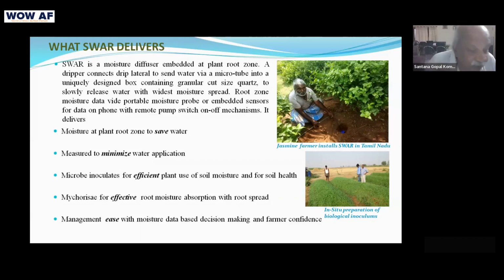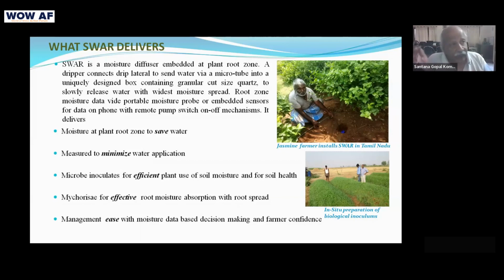And the efficiency cannot come from our science. It has to come from the microbes that are part of the ecosystem within the soil, to be able to aerate, to be able to provide all the nutrients that the plant requires, and to be able to spread the water or moisture in the way in which we want. The other thing, which is also an inoculum that we guide farmers to make, is the mycorrhizae for effective root moisture absorption with root spread.